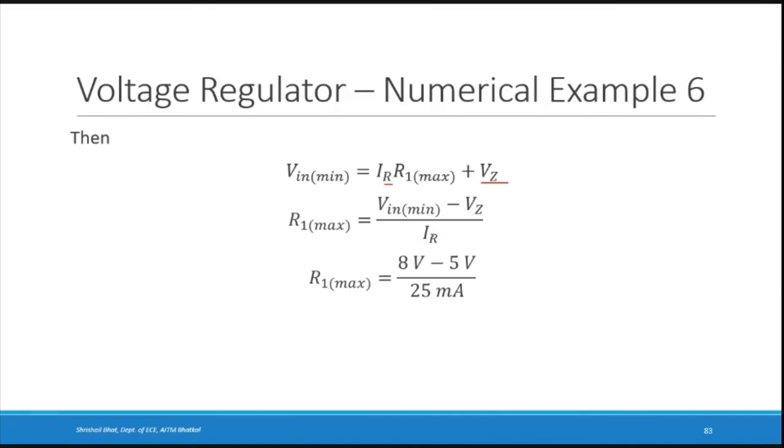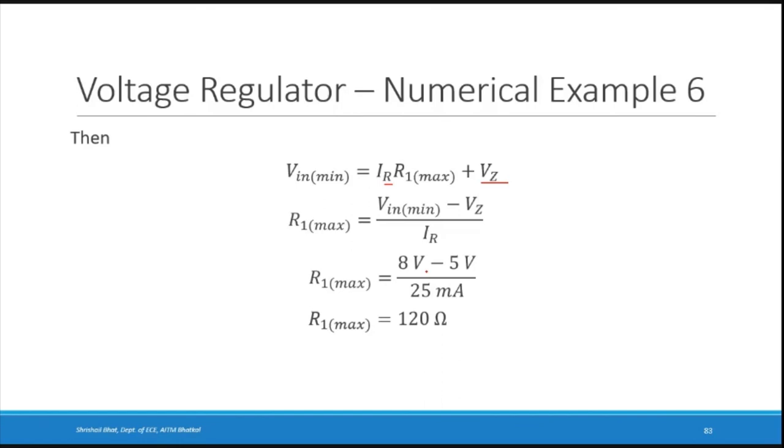You can see here that IR is in the denominator. So for the minimum value of IR, you will get the maximum resistance. If you calculate, what is the value of R1 you get? Yes, 120 ohms. The maximum value of R1 that you can get is 120 ohms.